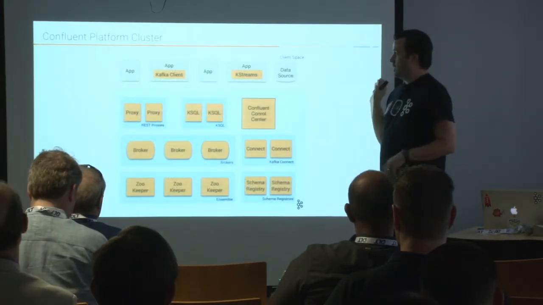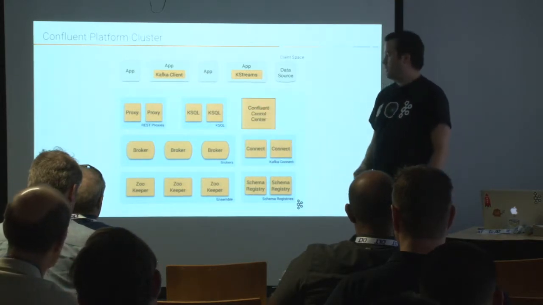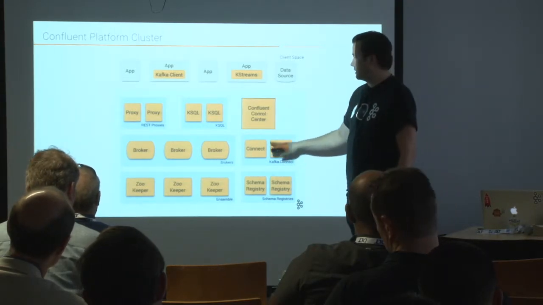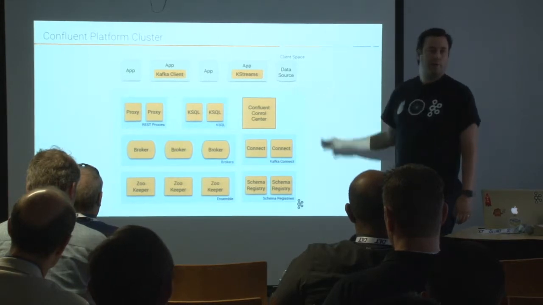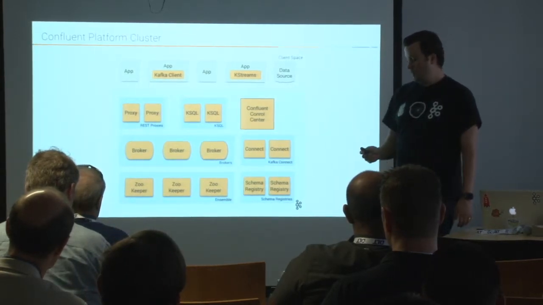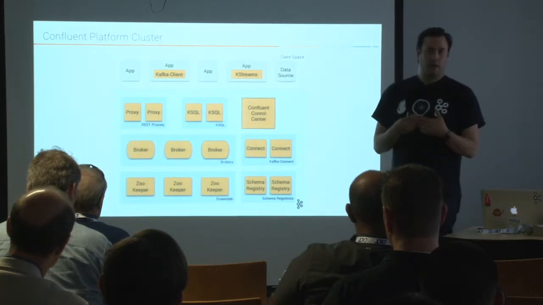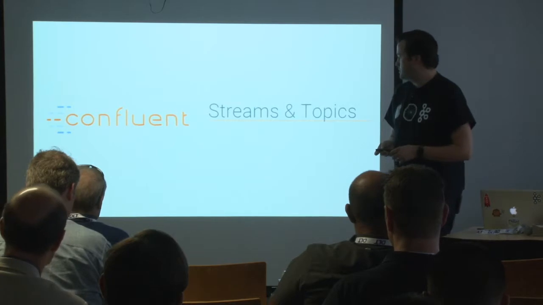So this is the Confluent Platform cluster. There's the ZooKeepers, the brokers. Then we have a number of other projects. These are open source projects: the Schema Registry, Kafka Connect, KSQL, proxy server. These are all Confluent components. And then this is not open source, but it is our management layer. It's a web-based GUI that gives you a top-down view. So, streams and topics.